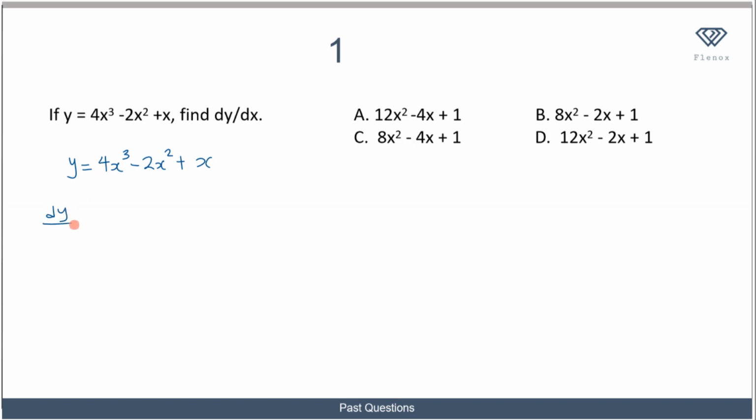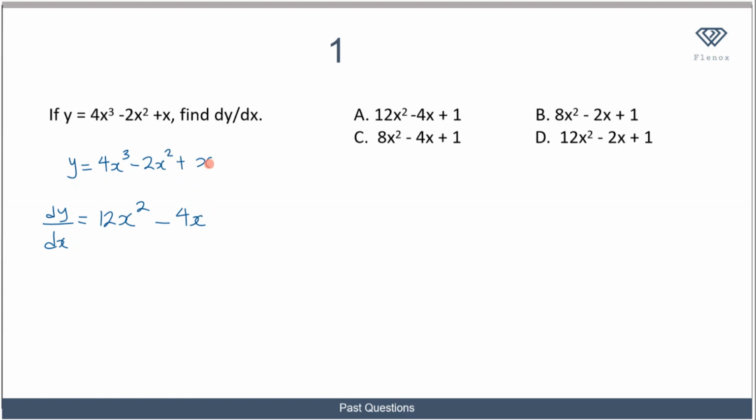So dy over dx will be equal to, when we differentiate 4x cubed, we bring this 3 down here. So we have 4 times 3, which gives us 12x. Then our power will reduce by 1. So that becomes 3 minus 1, and that gives us 2. So we have minus, we bring this 2 down here. So we have 2 times 2, which gives us 4. Then we have x, and our power is reduced by 1. So 2 minus 1 gives us 1. So here x is to the power of 1.